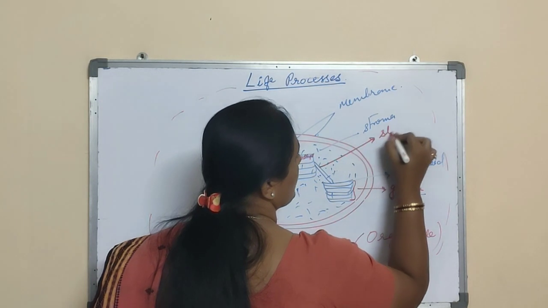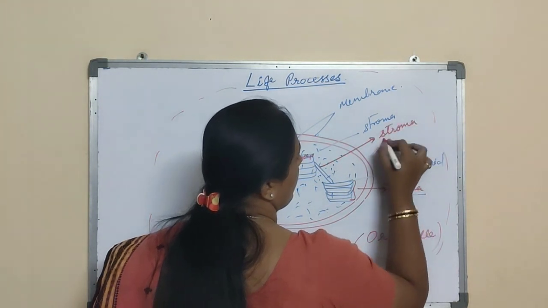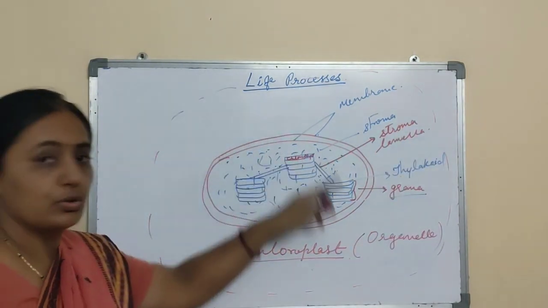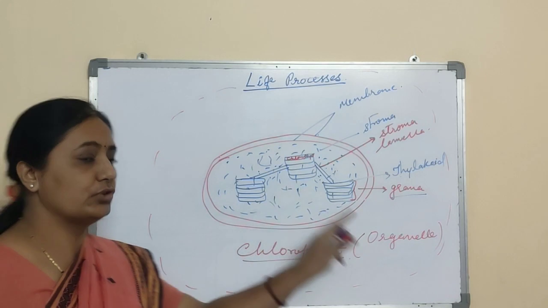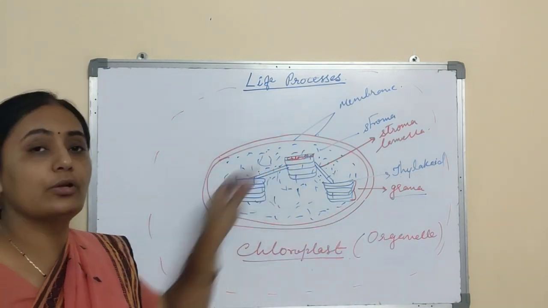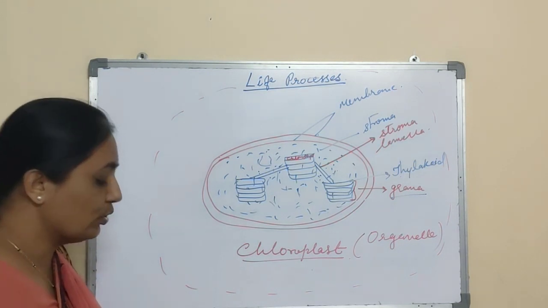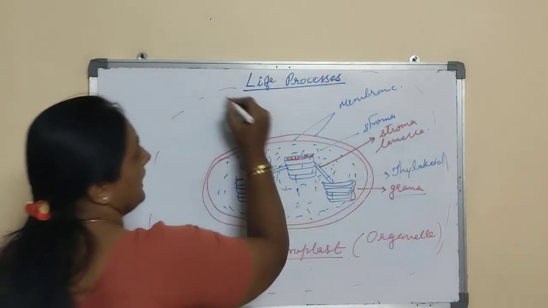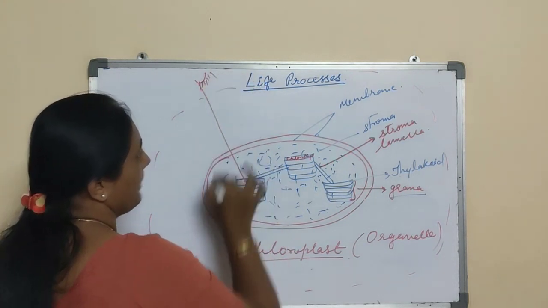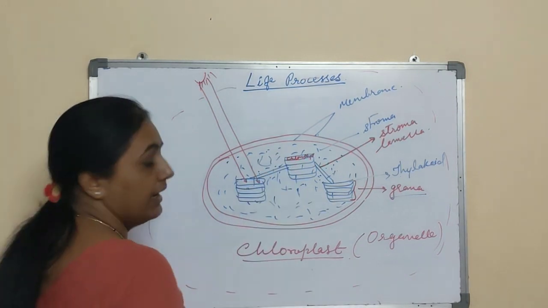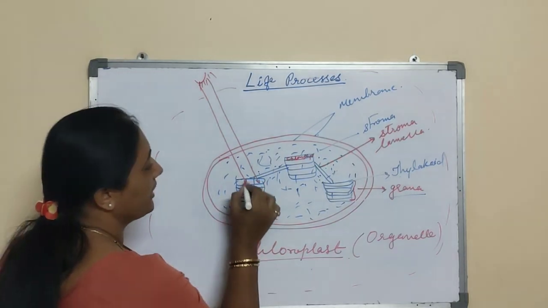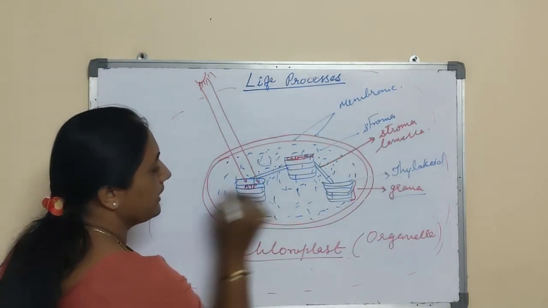It is called stroma lamellae. So chloroplast is one of the organelles present in the plant cell. Inside the chloroplast, the pigment chlorophyll is present, and this chlorophyll absorbs light energy. Whatever sunlight falls, this light energy is absorbed by the chlorophyll pigment, and after absorption of this energy, it converts this energy into ATP.